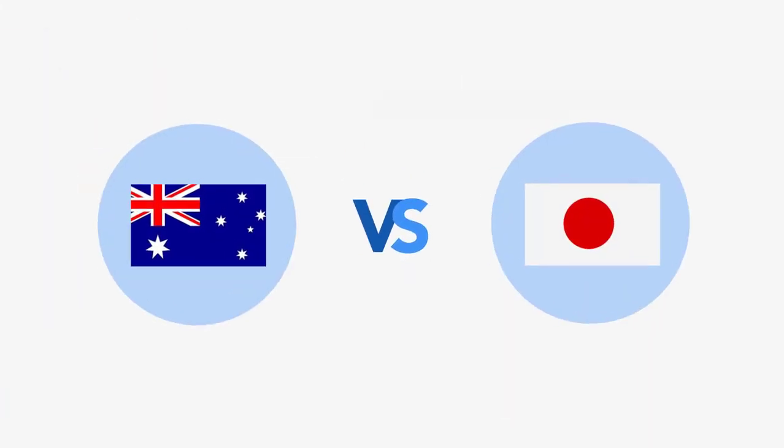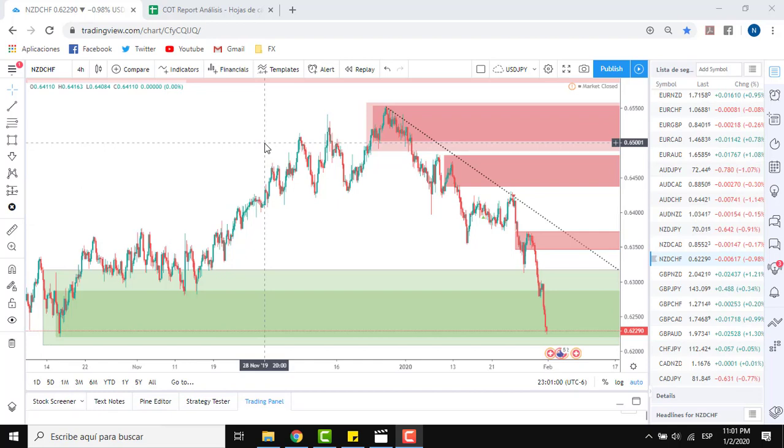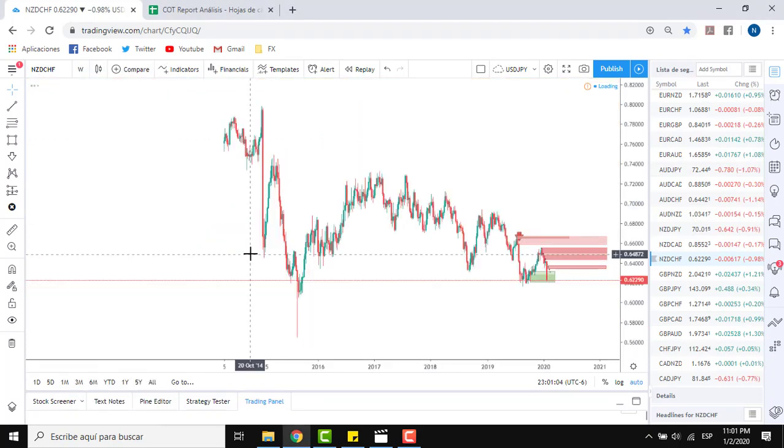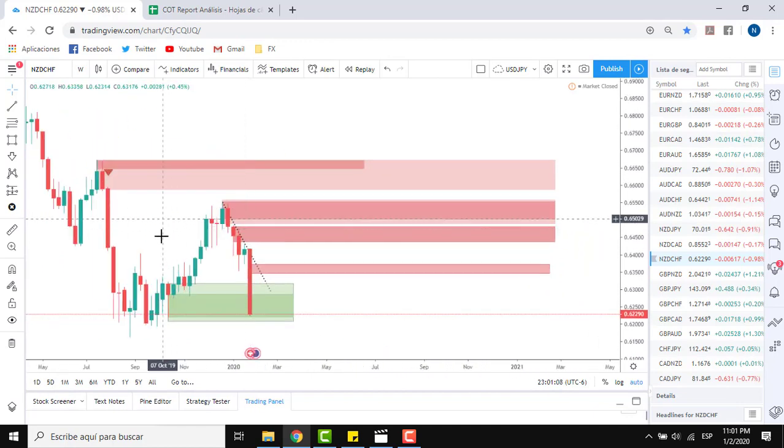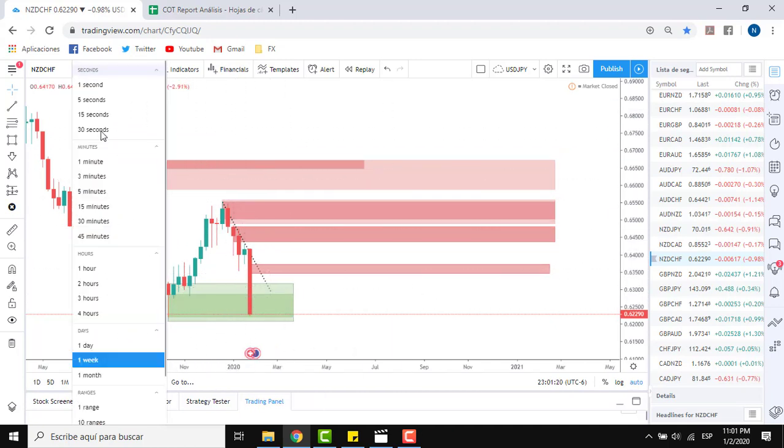Let's check another one. Number 3, NZDCHF. And what do I see in the NZDCHF? First, we have this demand zone. The imbalance is not that good, but it's still imbalance, so there might be more buy orders to fill here, because this is a fresh demand zone.